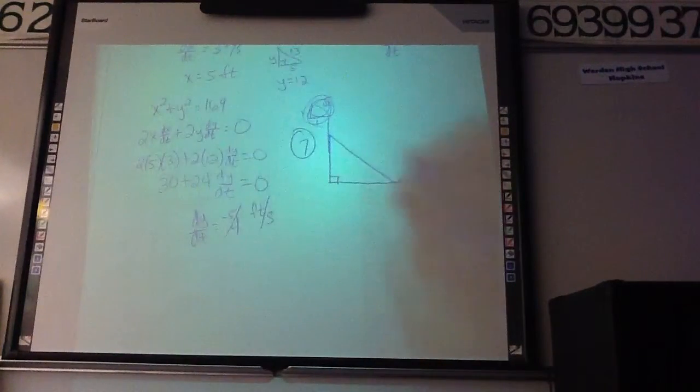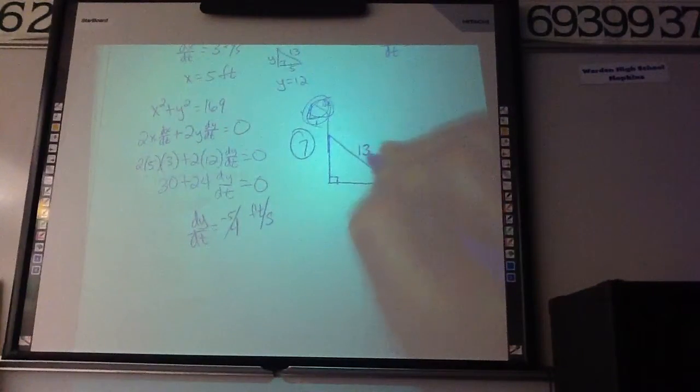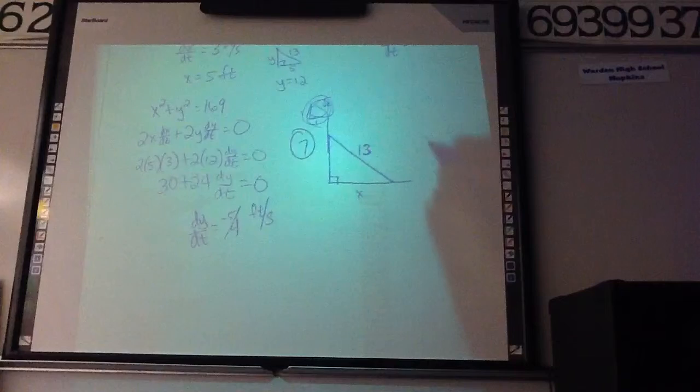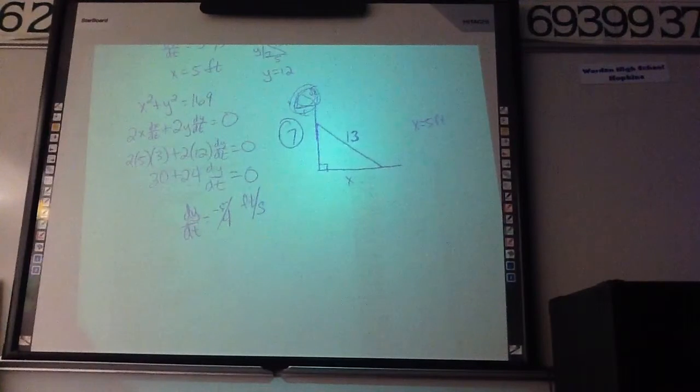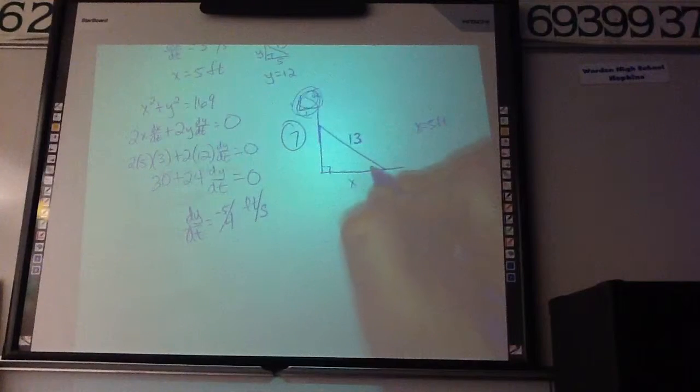So we still have a 13-footer, and we still want x equal to 5. What are we trying to find though? We're trying to find theta. How fast is the angle changing? Where are you going to put that theta? At the bottom, because it asks for the angle of elevation. That's the angle that's going up.